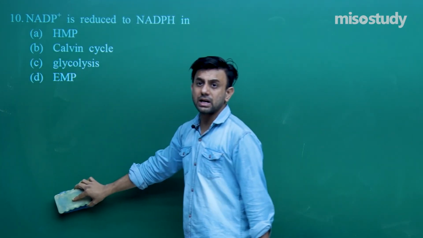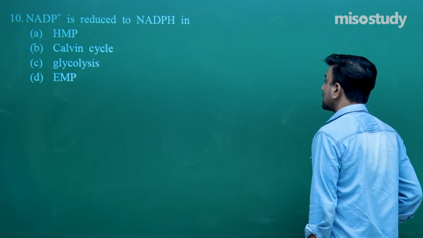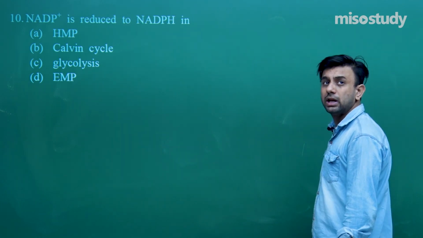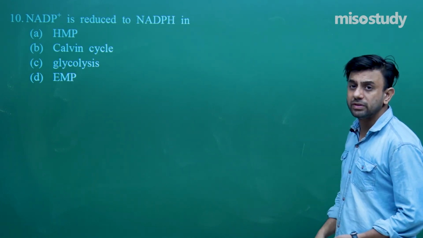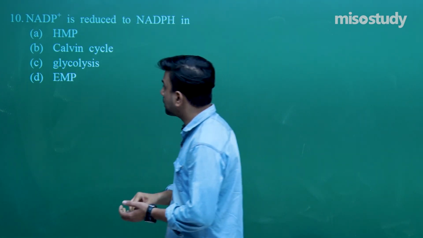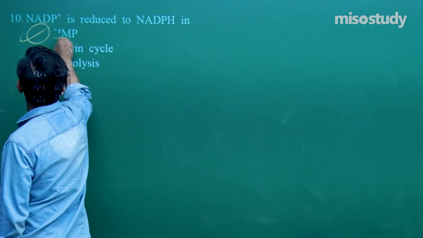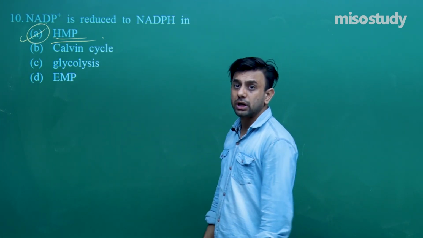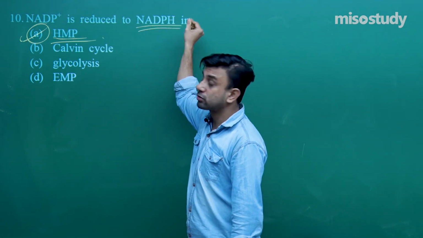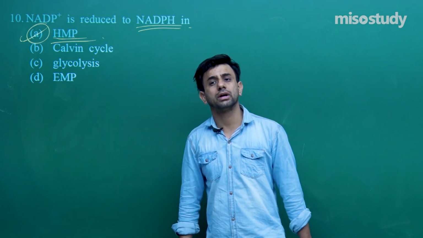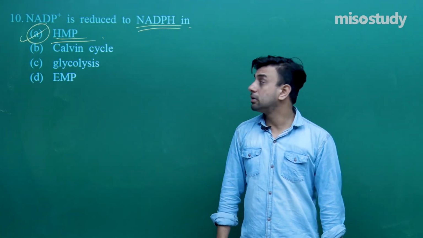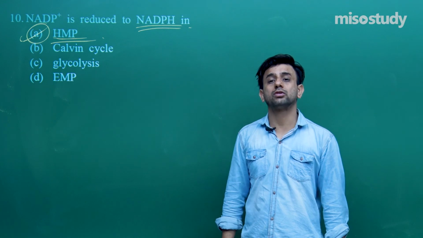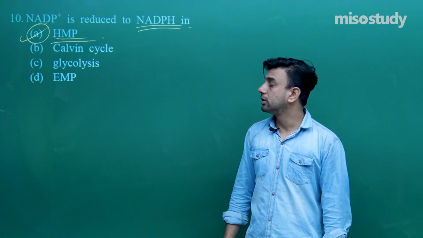The NADP plus is reduced to NADPH in what? The NADP plus is reduced to NADPH in the hexose monophosphate pathway, or the pentose phosphate pathway, which we call the HMP.